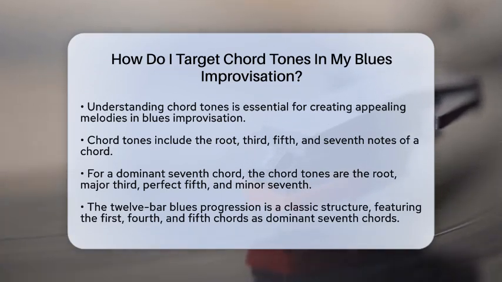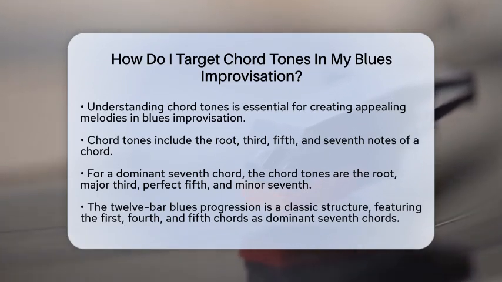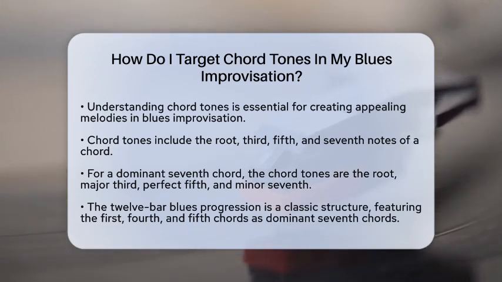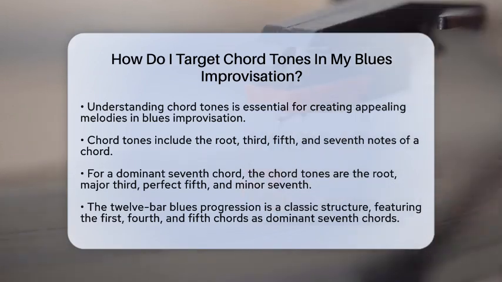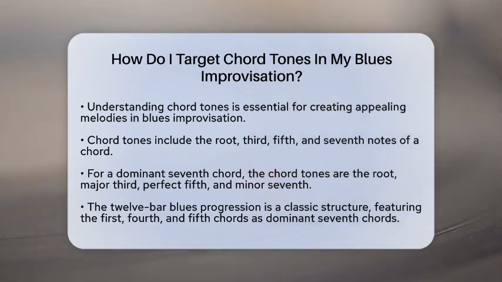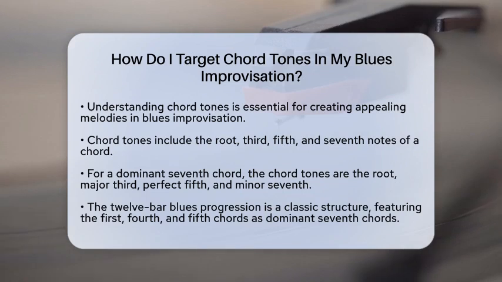Chord tones are the notes that form a chord. In jazz and blues, these typically include the root, third, fifth, and seventh. For a dominant seventh chord, which is common in blues, the chord tones are the root, major third, perfect fifth, and minor seventh. Next, you need to identify the chord progressions you will be working with.